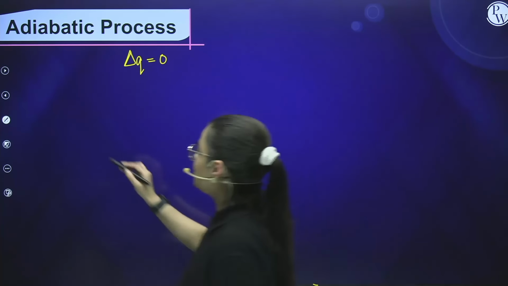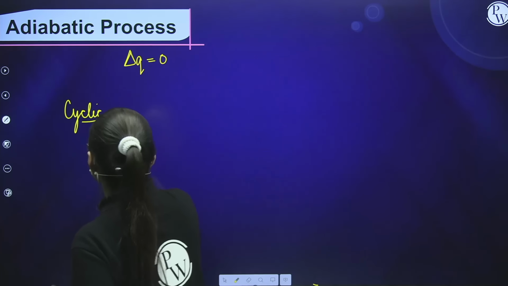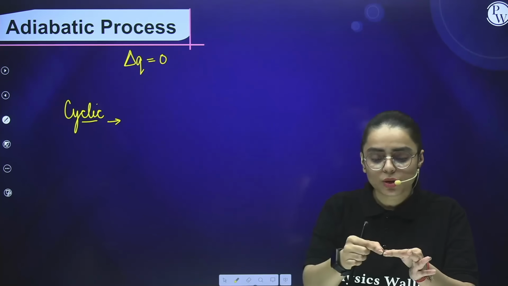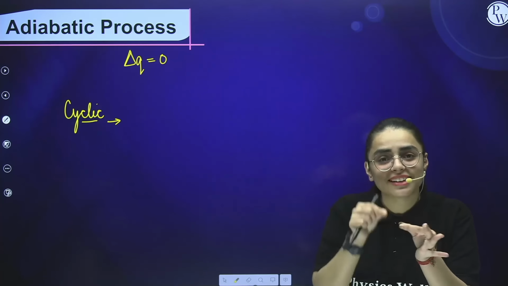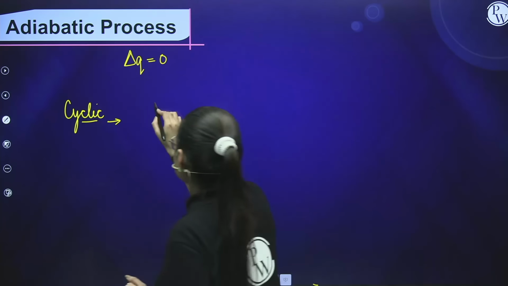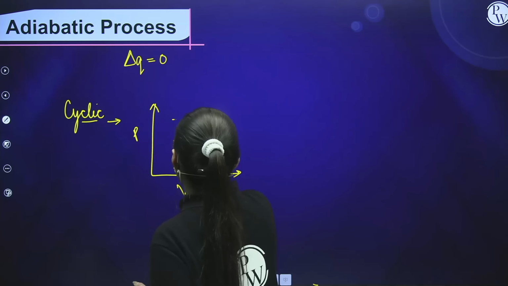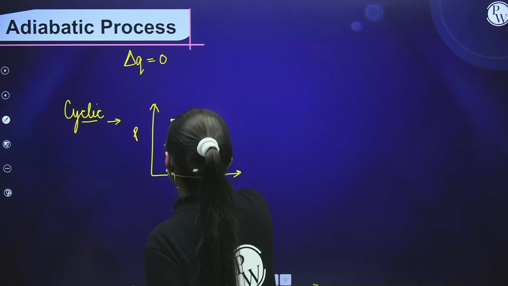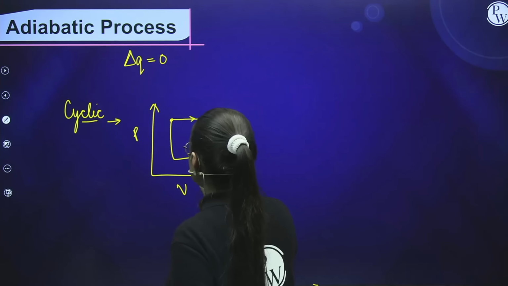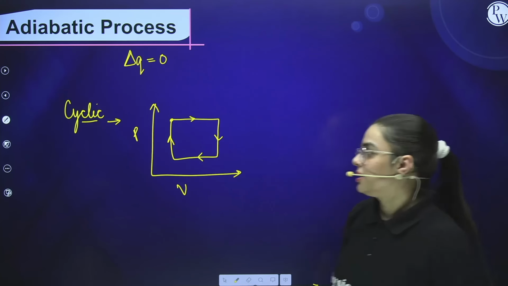Now if I talk about the cyclic one, the cyclic one is the one which starts from an initial point and comes back to that point again. That is the cyclic one. It creates a cycle. Now for the cyclic one also, if I draw a graph between pressure and volume, I'm going to get this graph. If I start from this point, I move in this direction, and this creates a cycle. This is a cyclic process. Clear?